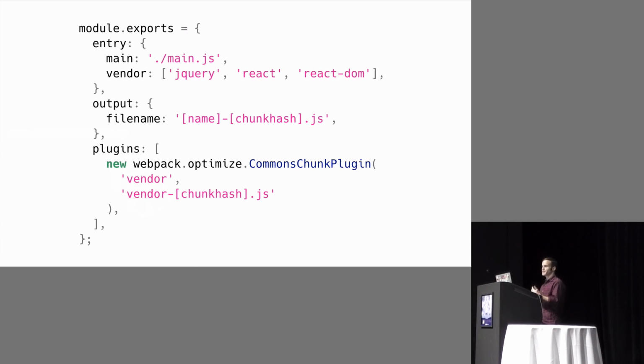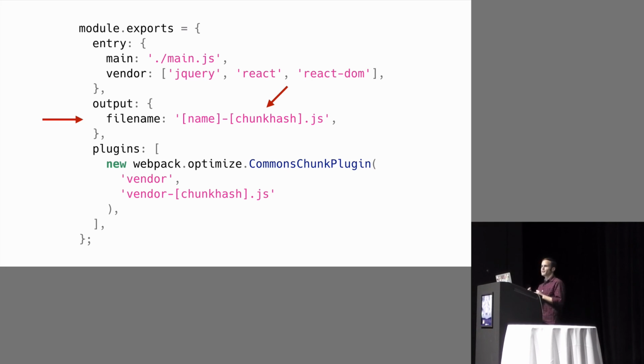So the way to do this is to modify our configuration a little. We'll use an entry object again. We'll have our main pointing to our main.js. And then we're going to have this vendor object, and it's going to point to any third-party dependencies I want to split out and make a shared bundle, in this case like a vendor file.